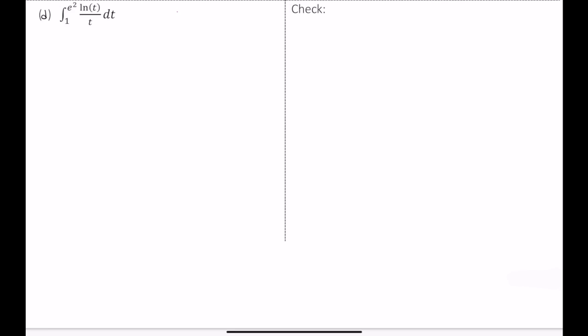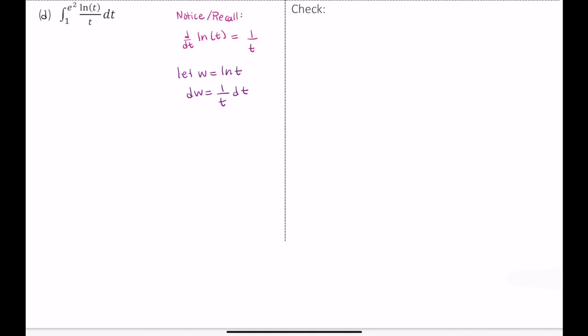So really quickly, I want you to notice or recall from previous classes or earlier in the semester that the derivative with respect to t of the natural logarithm of t is just 1 over t. This means I can let w equal the natural log of t, then dw equals 1 over t dt.